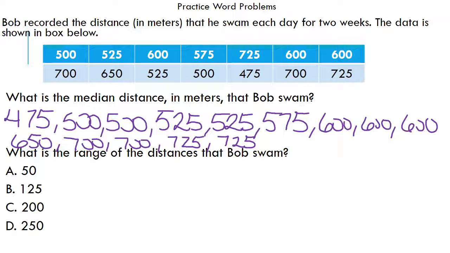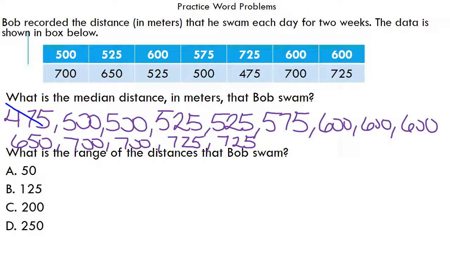What do we have to do next? Yes, we're going to mark off from the first and the last all the way until we get to the middle. But what do you notice? How many numbers do we have in this data set? Yes, we have 14 numbers. So we know that we're going to have how many in the middle? 2. So let's see what they're going to be.